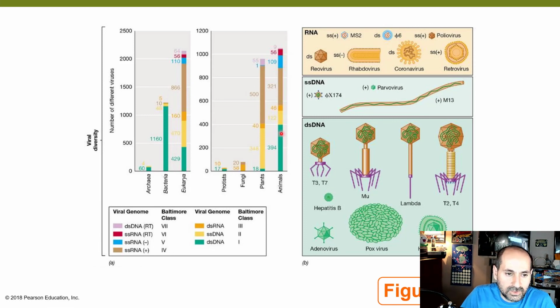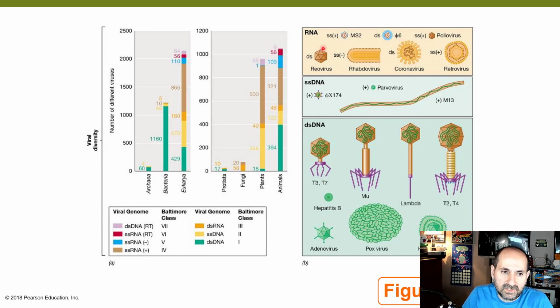So again, what does this show us? This shows us that animals are so diverse in the types of variety of viruses that can infect us. Look how many different types. So it's 1, 2, 3, 4, 5, 6, 7. So all 7 groups, all 7 classes on the Baltimore system can infect us. Right? Isn't that interesting?